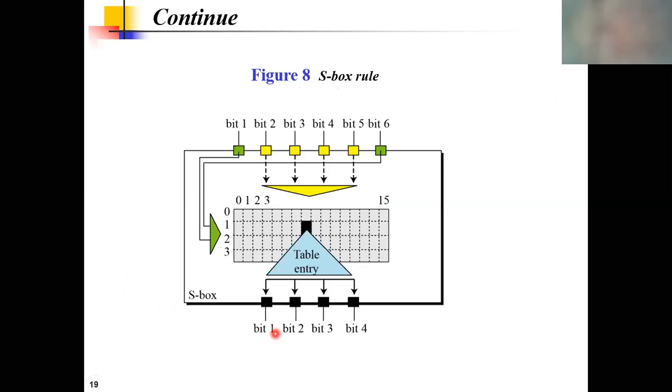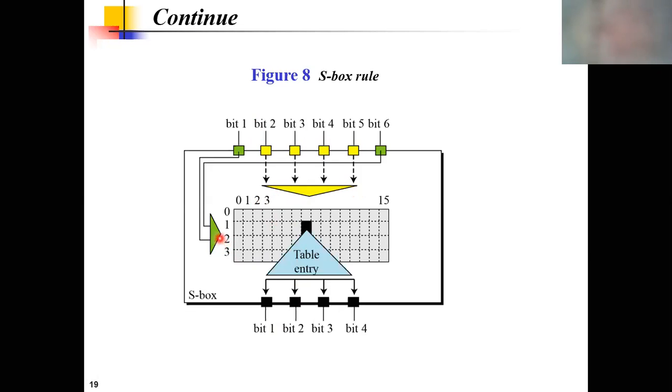We place the substitution box as a rule in figure 8, which takes 6 bits as input. The first and last bits tell you the row of your substitution box, and the center bits, the second, third, fourth, and fifth bits, tell you the column of your substitution box.